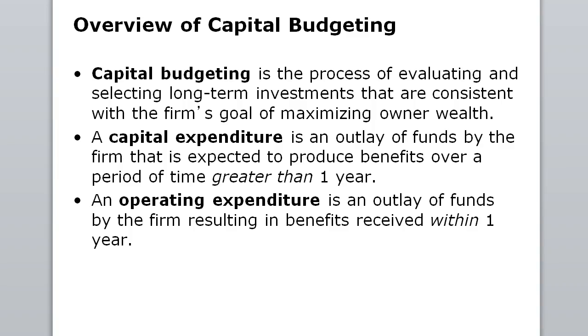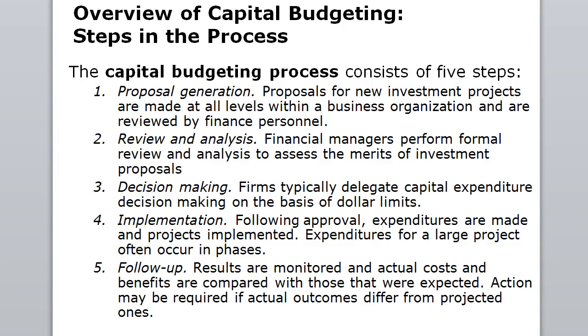So a capital expenditure is an outlay, a payment of funds from the company that is expected to produce some sort of benefit over a period greater than a year. An operating expense is an outlay of funds where the firm receives benefits within under a year. So that's the difference between capital and operating expenditures.